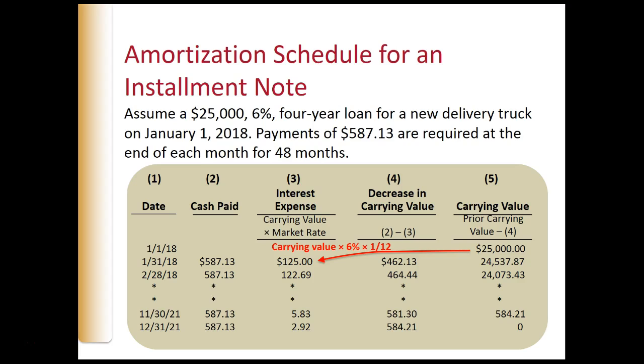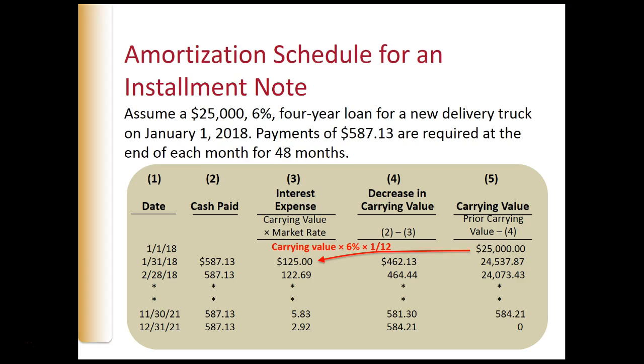Notice the following features of the amortization schedule. The carrying value, also referred to as the principal, begins at $25,000, which is the original amount of the loan. Now the carrying value decreases with each monthly payment, but only for a portion of the cash paid. By the end of the 4-year loan, the carrying value equals 0.